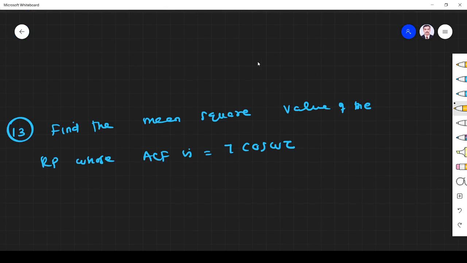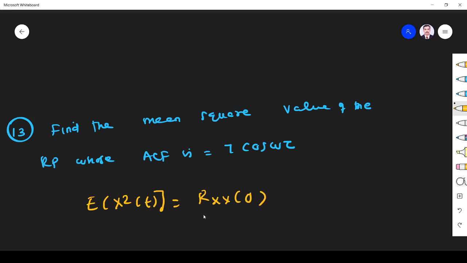Next one: find the mean square value of a random process whose autocorrelation function is 7 cos omega tau. What is mean square value? E of x square t, that is given by Rxx of 0. That we know. So Rxx, autocorrelation they have given, so tau 0 we have to substitute. 7 cos omega 0 is equal to 7. So the answer is 7. Mean square value is 7.